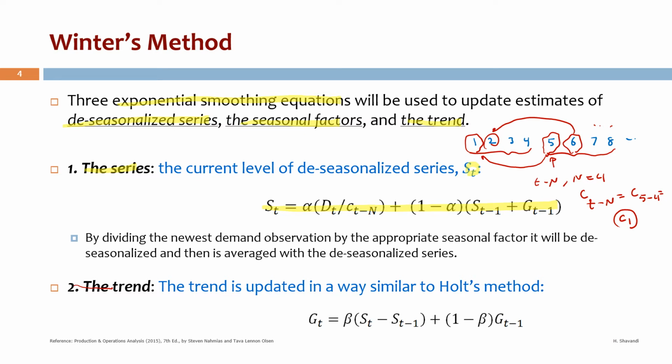And the trend here will be updated in a similar way to Holt's method. So gt will be beta times st minus st minus 1, plus 1 minus beta times gt minus 1. Okay.